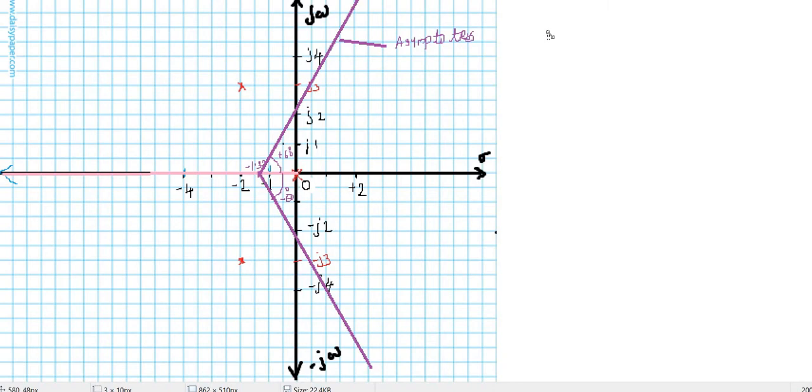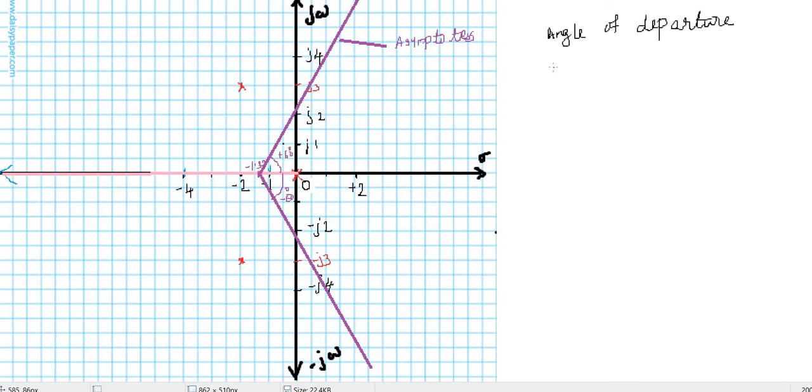So that is the next step, to find the angle of departure or angle of arrival. Here we can see that there are two complex poles. If there are two complex poles, that means there will be an angle of departure. If there are two complex zeros, there will be an angle of arrival. The angle of departure and angle of arrival are associated with complex poles and zeros.